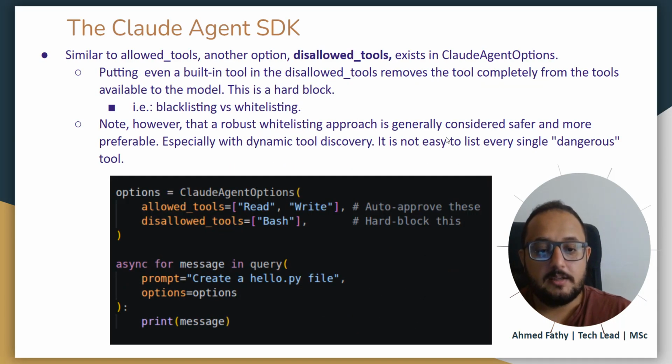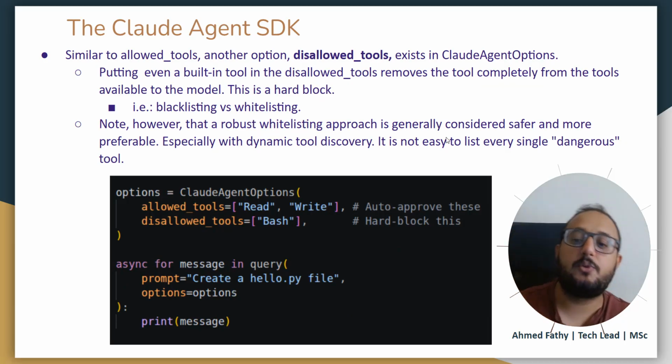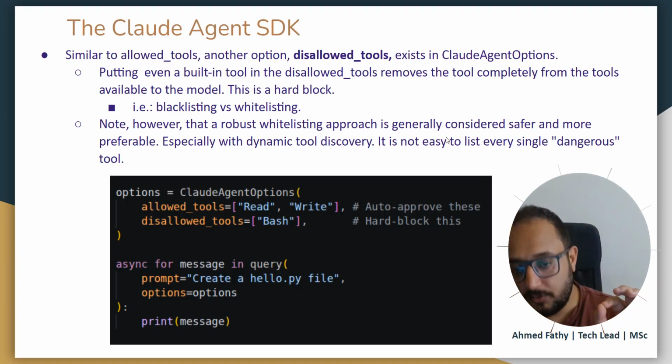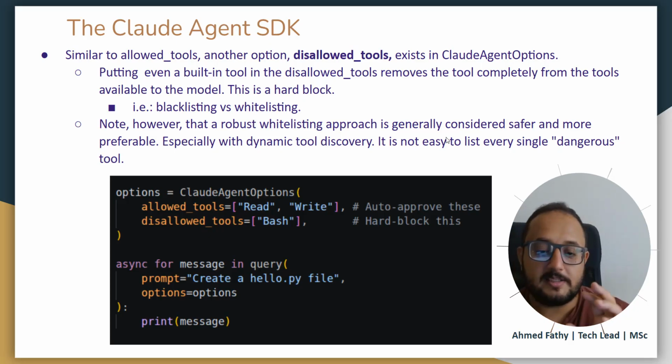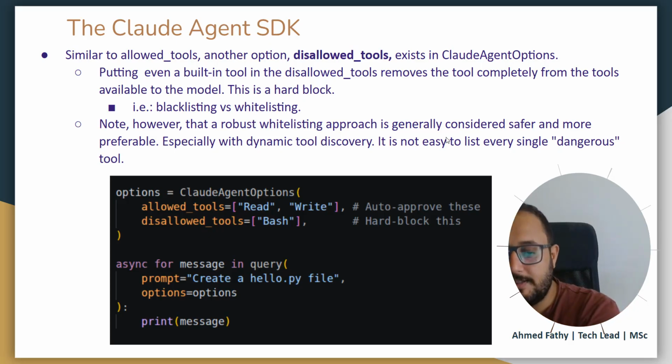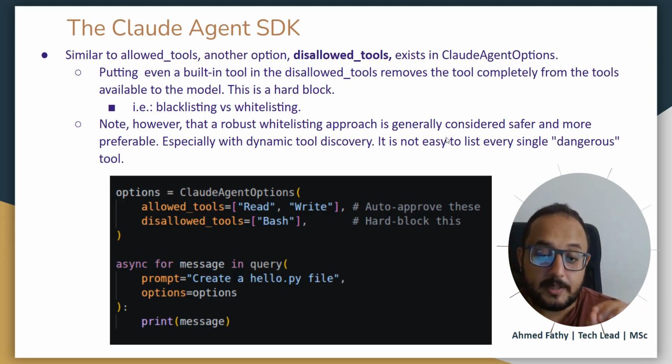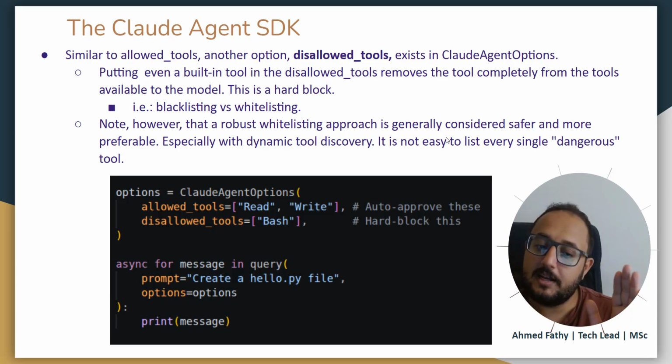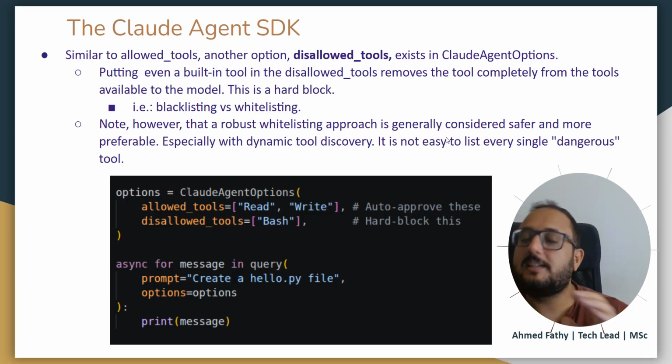Okay. So similar to the allowed tools option, another option called disallowed tools is used for blacklisting. So putting even a built-in tool in the disallowed tools removes the tool completely from the tools available to the model. So this is a hard block. So this is now blacklisting versus whitelisting. Note, however, that a robust whitelisting approach is generally considered safer and more preferable, especially with dynamic tool discovery.